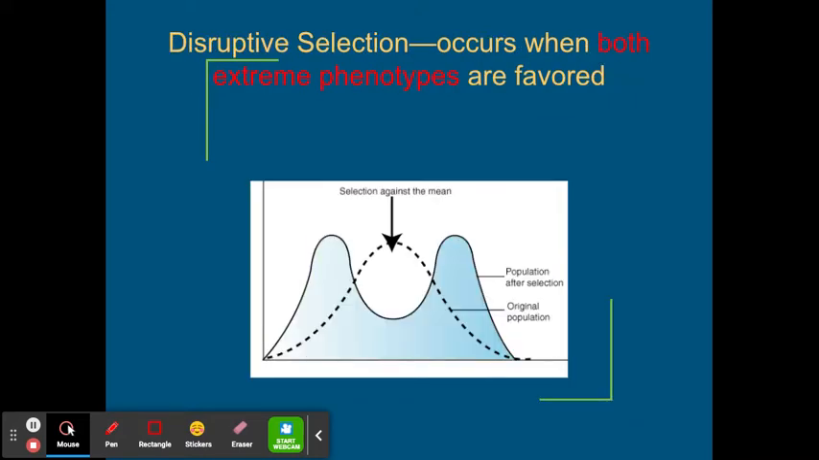Disruptive selection occurs when both extreme phenotypes are favored. Yes. So in this graph, you can see that on both the left and the right, you have extremes on both ends. However, it stabilizes in the middle. So if you're talking about the mouse in the original slide, you're going to have a lighter colored mouse and a darker colored mouse. However, it stabilizes with the medium colored mouse in the middle and is preferred in that environment.